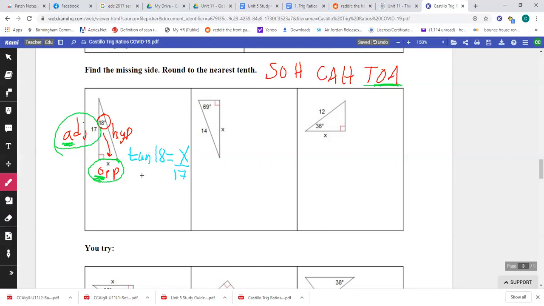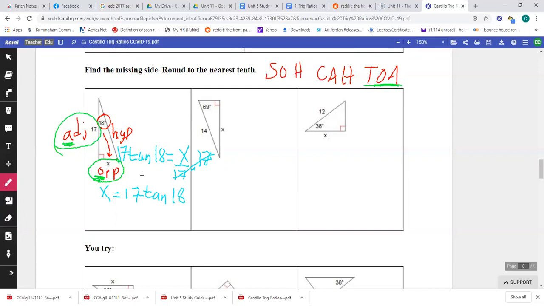From here, all I'm going to do is multiply both sides by 17. I'm still solving for x, right? So how do I get rid of that 17? If I'm dividing by 17, I'm going to multiply both sides by 17. This cancels, and now x is equal to 17 tan 18.